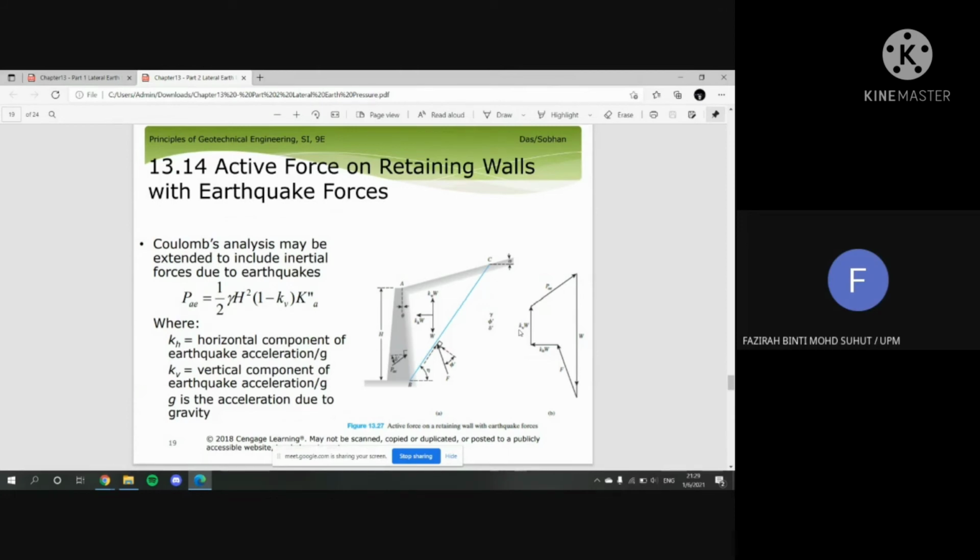KA this one ke? KH. Horizontal tu. KH tak guna. Tak ada pun dalam equation. Tak ada KH. Okay, ataupun satu lagi, untuk ketika dia bagi horizontal component, kena tukar kV ke kH ke, macam mana? Tu tak tahulah sebab tak tengok equation. Pergi carilah sekarang.